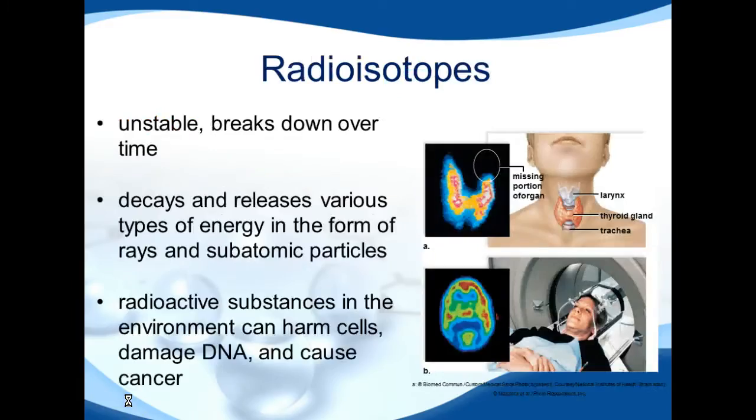Radioisotopes are unstable forms of an element that break down over time. Radioisotopes decay and they release different types of energy, different rays and subatomic particles over time. Radioactive substances that are in the environment can harm cells, usually due to damage of the DNA, and that eventually leads to causing cancer.